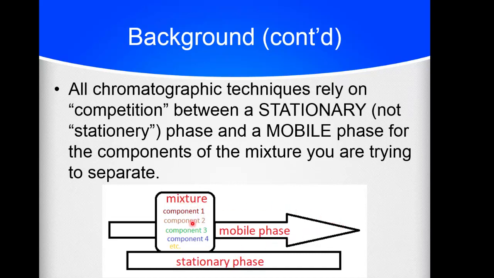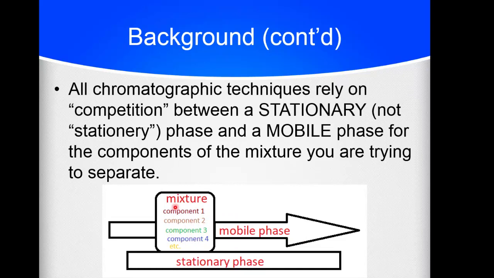And the components of the mixture will be attracted differently to the mobile phase and the stationary phase. Maybe component 1 is really strongly attracted to the mobile phase and not to the stationary phase. It's just going to whip right through. And component 4 is really attracted to the stationary phase and not the mobile phase. It's just going to sit there. Maybe you need to change the mobile phase to get component 4 to move.